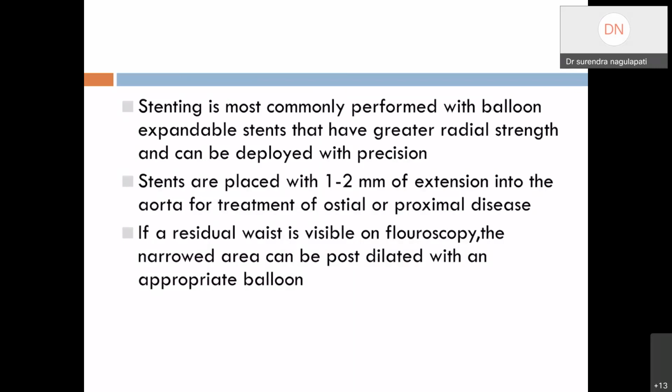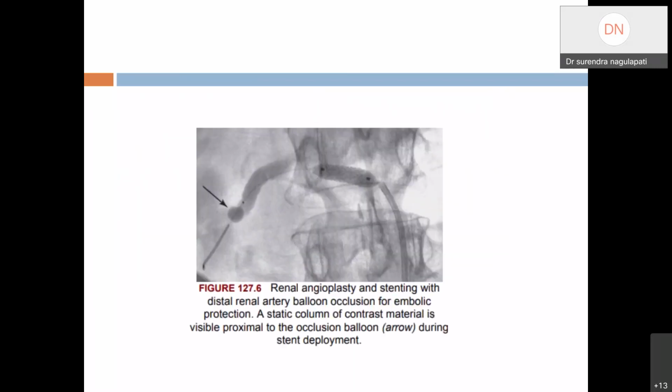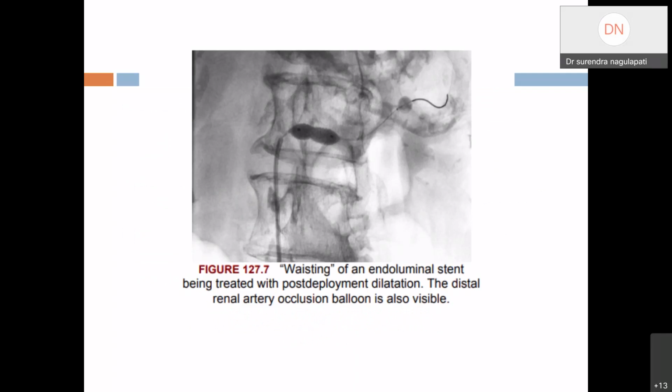This is the image showing renal angioplasty and stenting with distal renal artery balloon occlusion for embolic protection. You can see a static column of contrast material visible proximal to the occlusion balloon. Here we can see the waisting of the endoluminal stent, and here post-deployment dilatation is required.